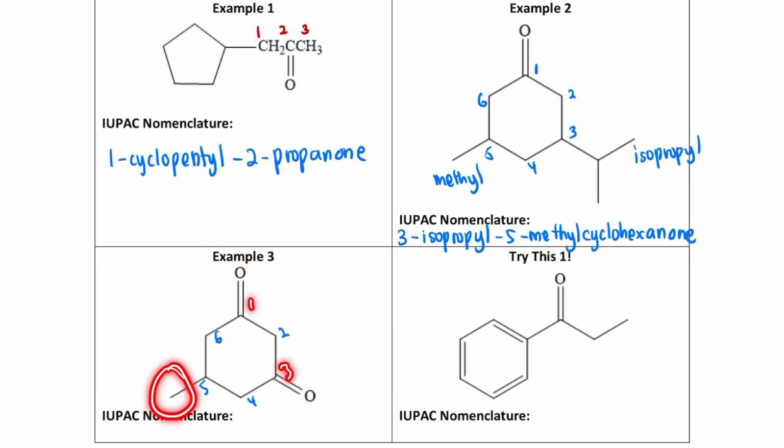And then kita ada substituent, and this substituent kita panggil metal, berada pada carbon number 5. So nama dia jadi 5-metal. And then the position of C double bond O tadi adalah at carbon number 1 and 3. So 1,3-cyclohexane dione. So that is the IUPAC nomenclature for example 3.